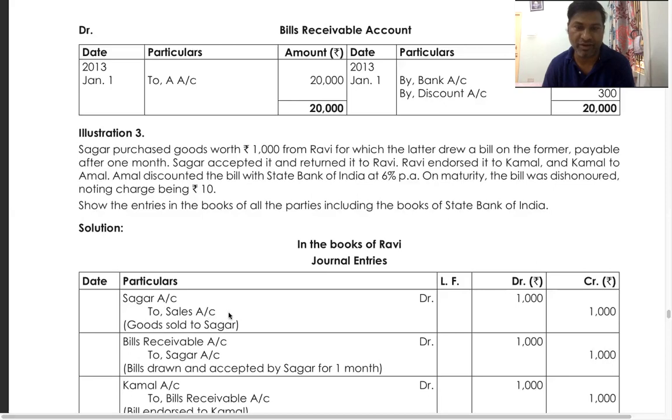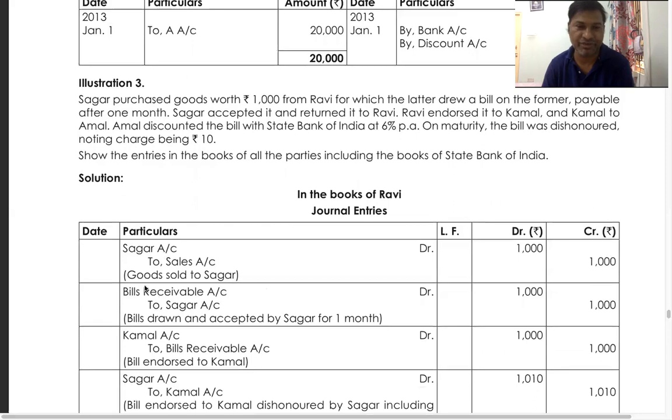Credit all income accounts. Sales is an income, to sales. How much? 1,000 rupees debited, 1,000 rupees credited, respectively in debit column and credit column. Then the narration is goods sold to Sagar on credit. This is not mentioned here, but you have to mention on credit.